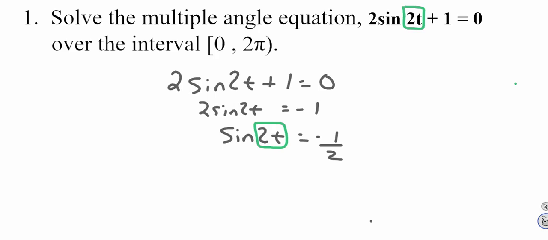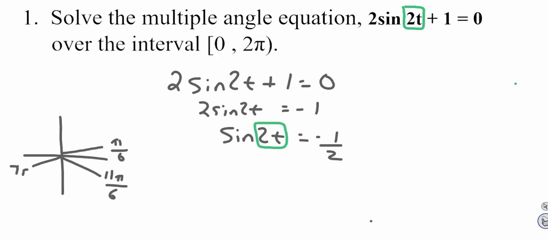So we're going to stop and say, all right, where is sine equal to negative 1/2? And sine is equal to negative 1/2 down here at pi over 6. I'm sorry, pi over 6 is where sine is equal to 1/2. Negative 1/2 is when pi is down here, right? 11 pi over 6 and at 7 pi over 6.